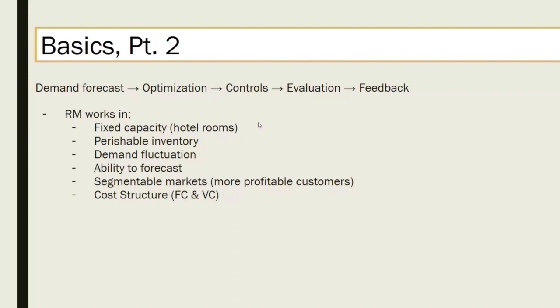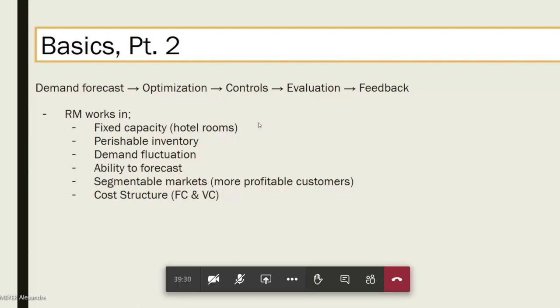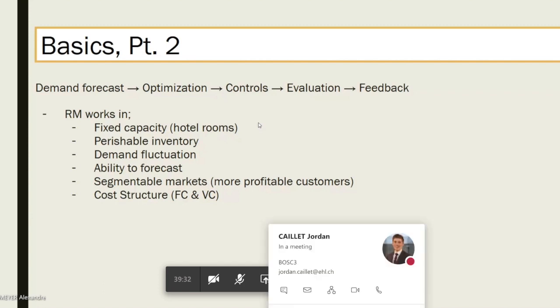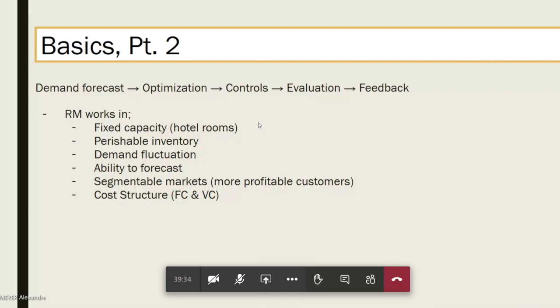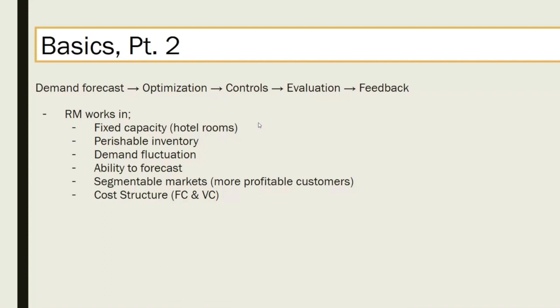So obviously, in order to determine which customer will be able to bring you the most, you're supposed to forecast using unconstrained demand, and we will look at that a bit later. You can use this in segmentable markets. So then you can put different customers in different markets in order to ensure which type of segment is the most profitable for you. And then it's also depending on the cost structure. Every single firm has fixed costs and variable costs, and it depends on the cost structure as to where revenue management works in.